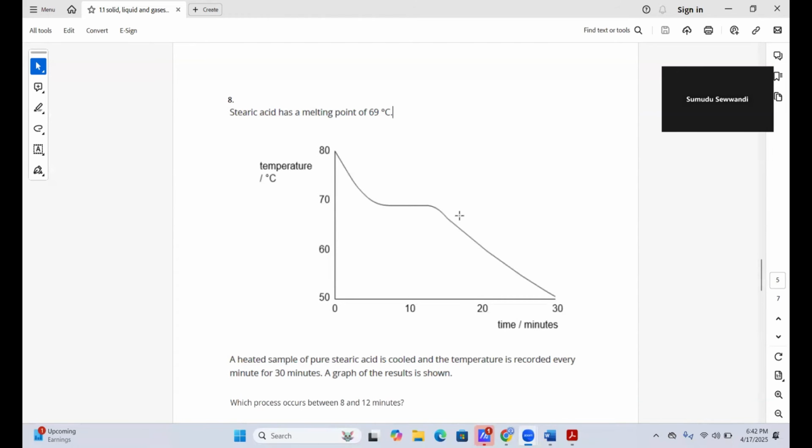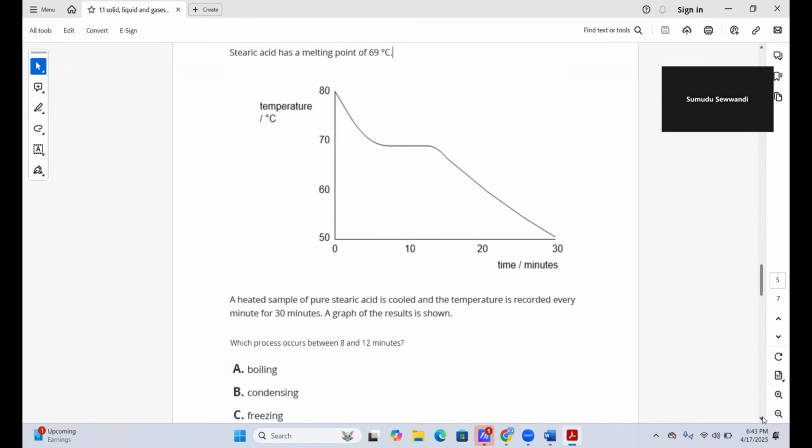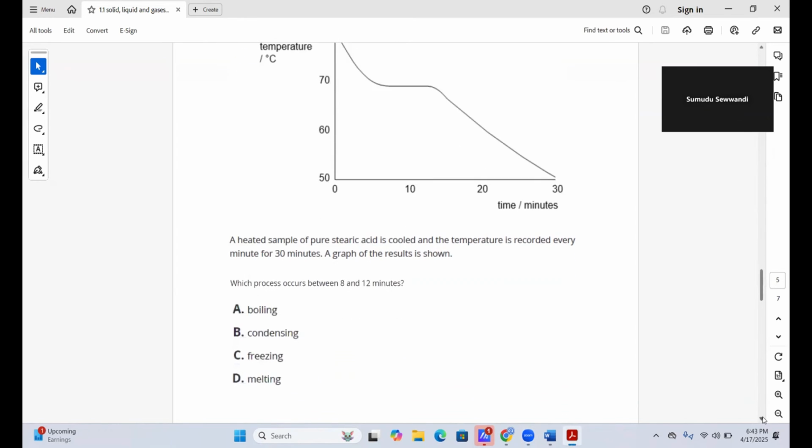Question number 8. A heated sample of pure stearic acid is cooled and the temperature is recorded every minute for 30 minutes. A graph of the result is shown. Which process occurs between 8 and 12 minutes?